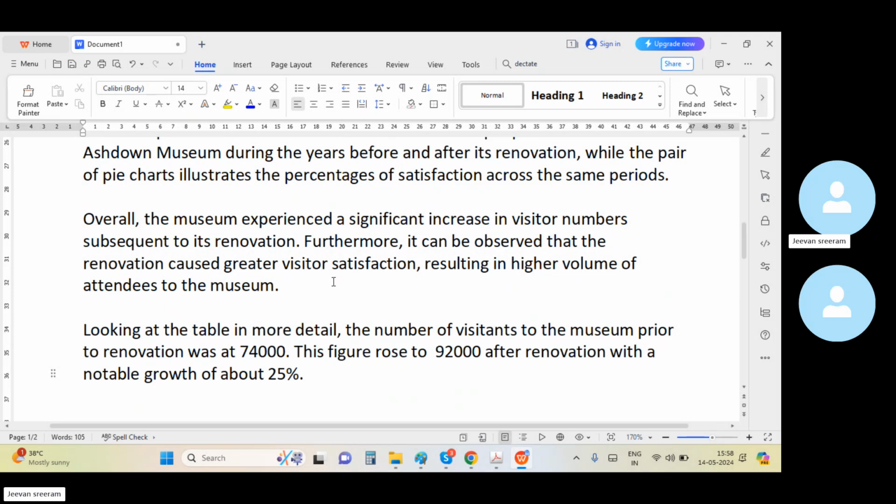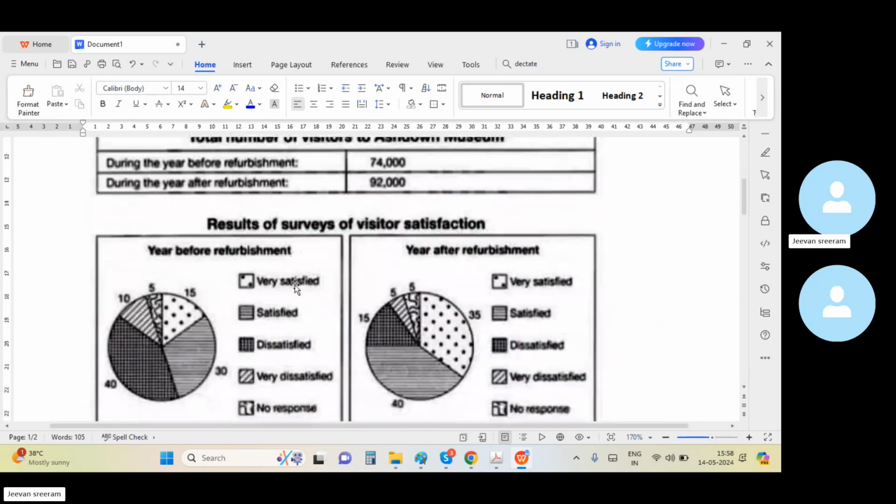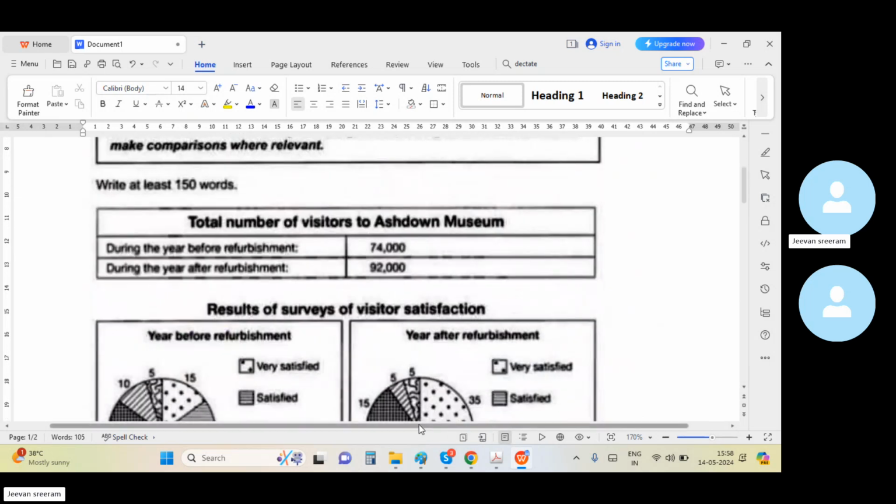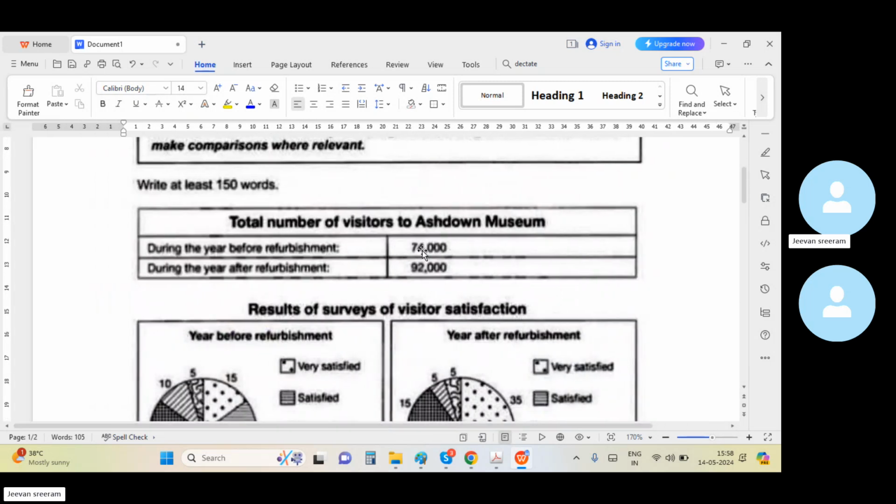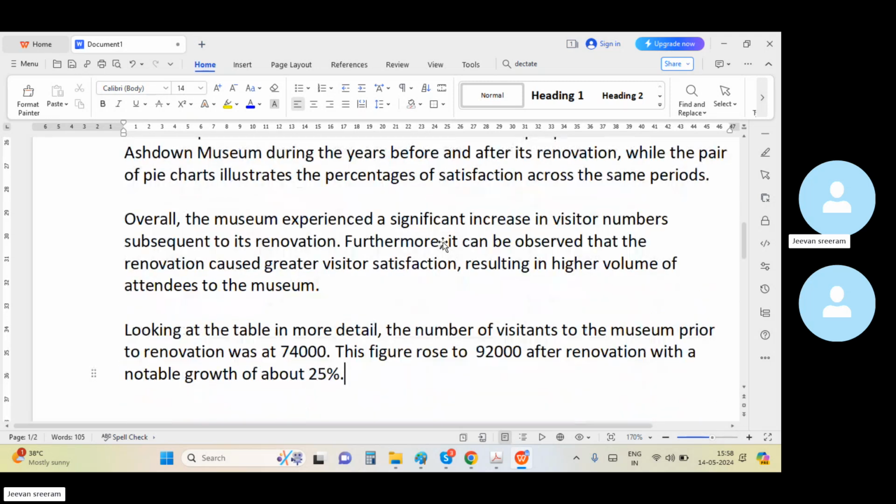Clear, Sandeep? Yeah. So, frankly, you can't write more than this for this particular table. Can I write any other? The details were covered. The two figures have actually been covered. Yeah.